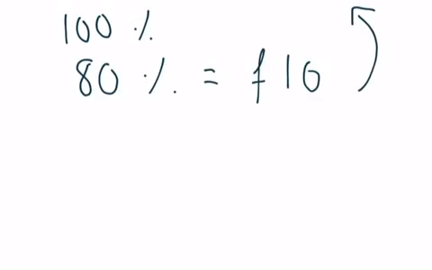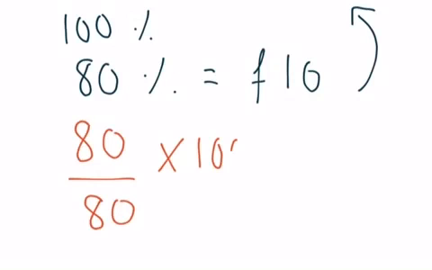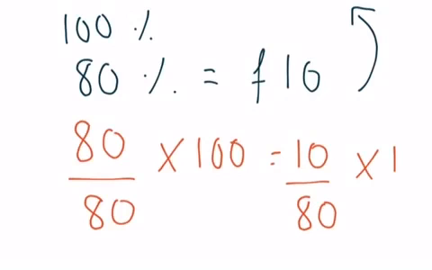Well, I can do 80 divided by 80 to give me 1%, and then times that by 100 to give me 100%. So if I do that on the left-hand side, I need to do that on the right-hand side as well. So I would just do 10, divide that by 80, and times by 100. If you do that in your calculator, you will get £12.50.